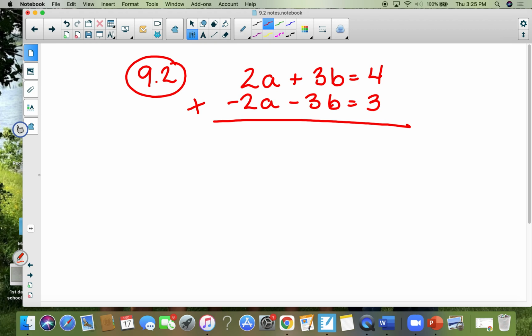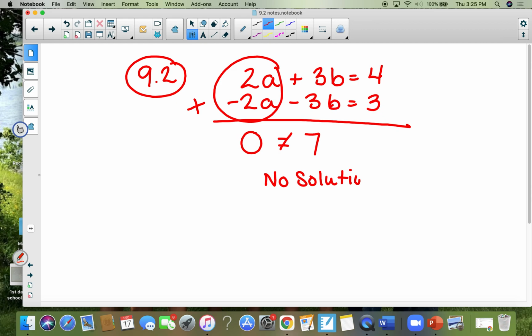Well, these are already opposites of each other, and it makes 0. These are already opposites of each other, the b's, and that makes 0. So 0 equals 7 when you add up all the columns. But when your a's and your b's cancel out, and you get a false statement like 0 does not equal 7, this is a no solution. So you might have some of these today where it's a no solution or a 0 with a line through it.